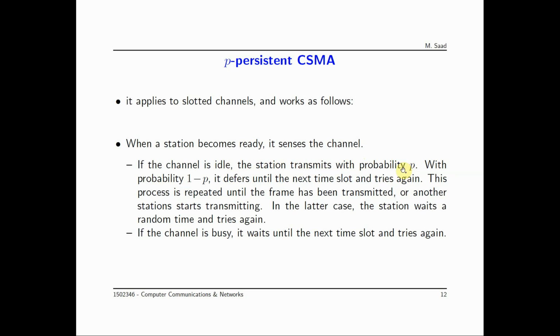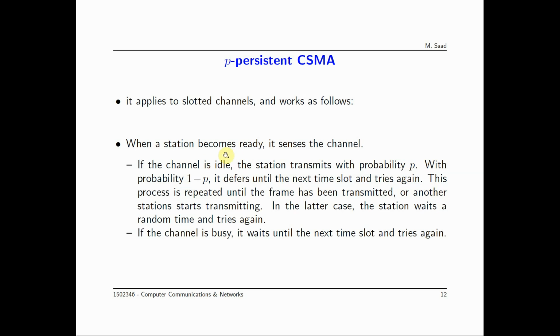Now, what does that mean? It means if the station senses the channel and finds the channel idle, the station would transmit only with a probability P. Of course, probabilities are between 0 and 1. In other words, the station does a probability test. If the probability test succeeds, it will transmit. If the probability test fails, it does not transmit, in an attempt to reduce collisions, in an attempt to avoid two different stations sending at the same time because they find the channel idle.